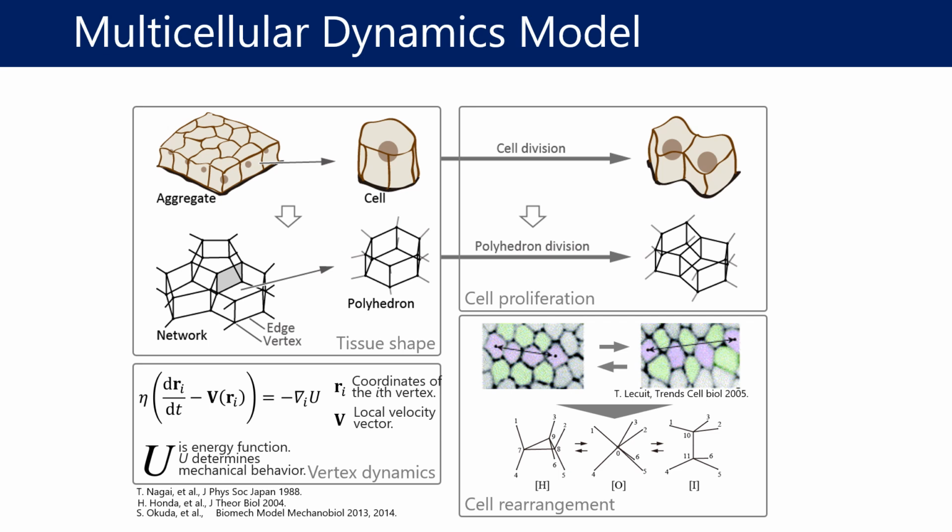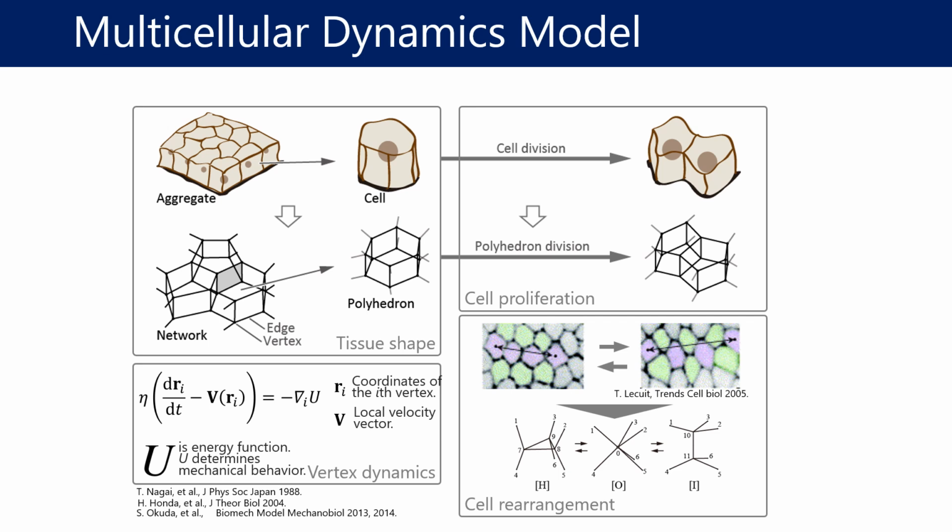To simulate epithelial folding, we employ a 3D vertex model. In this model, the tissue is represented as an aggregate of cells, where the shape of each cell is described as a polyhedron composed of vertices and edges. These vertices and edges are shared with neighboring polyhedrons, ensuring connectivity within the tissue.